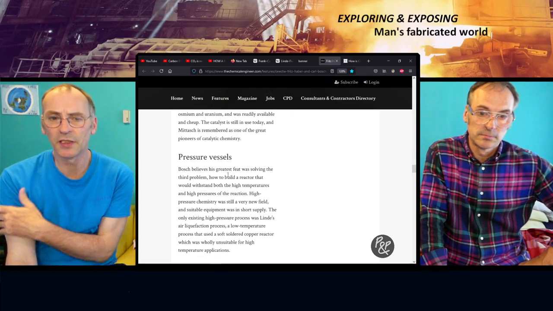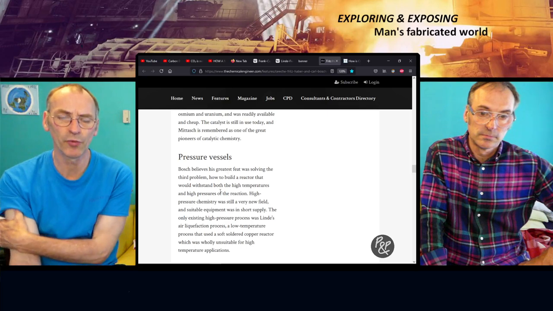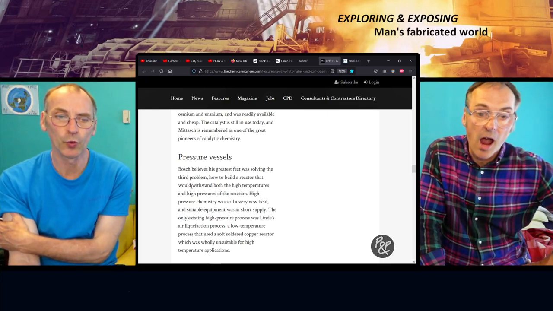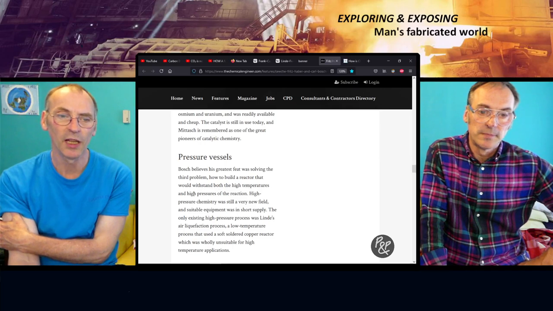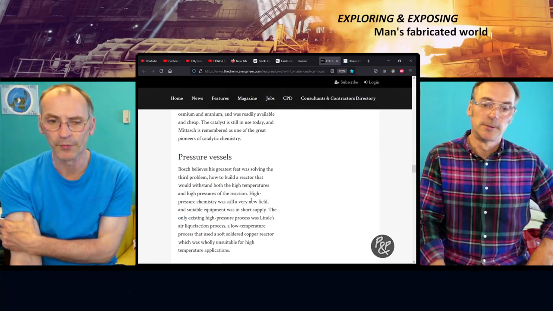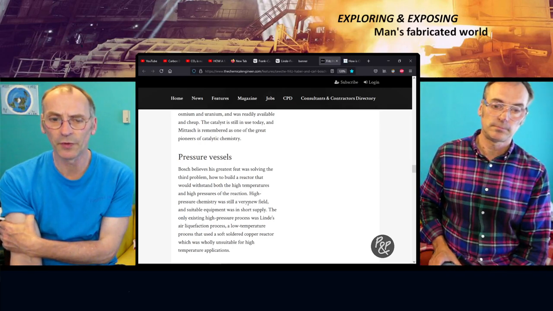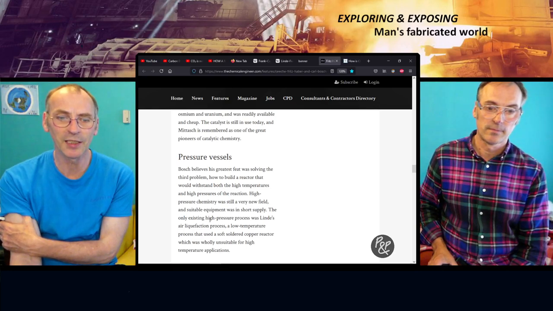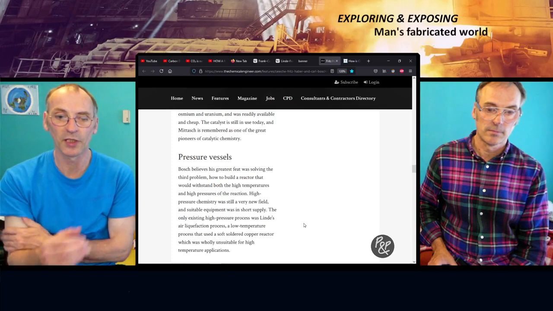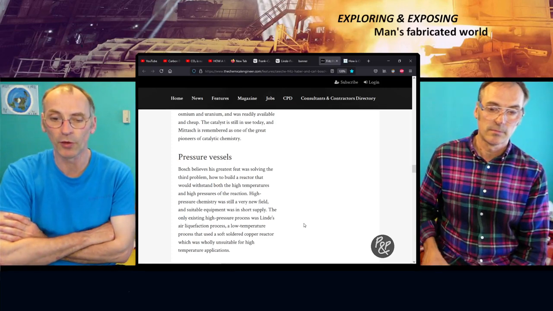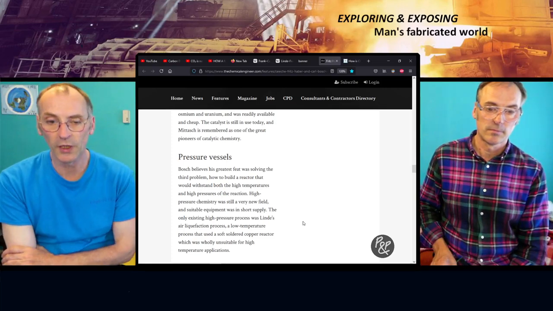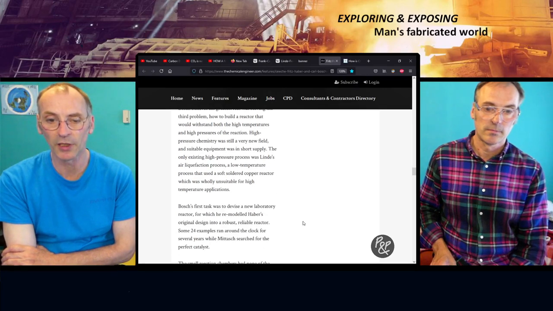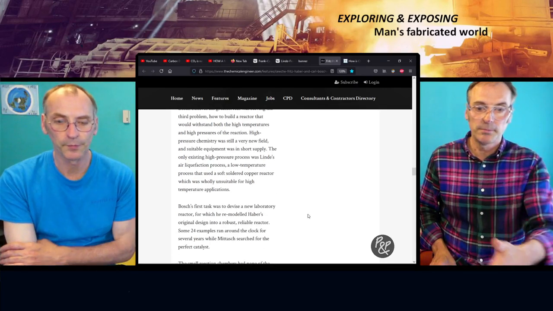Bosch believes his greatest feat was solving the third problem, how to build a reactor that would withstand both the high temperatures and the high pressures of the reaction. High pressure chemistry was still a very new field, and suitable equipment was in short supply. The only existing high pressure process was Linde's air liquefaction process, a low-temperature process that used a soft-soldered copper reactor, which was wholly unsuitable for high-temperature applications.